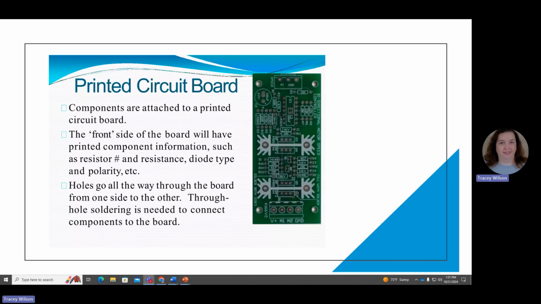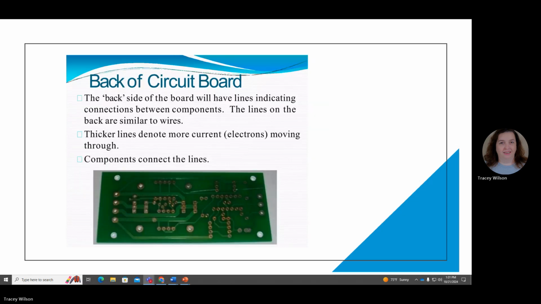The holes go all the way through the board from one side to the other. Where you put soldering points through them or screw them down to mount them to a case if there's nothing in them. The back of the board doesn't have labels and stuff on it, but it does often have those bumps that I'm talking about. These are the solder points. They're not as smooth on the back.